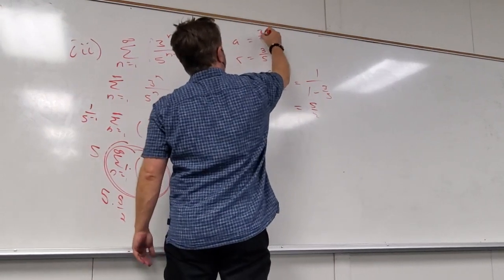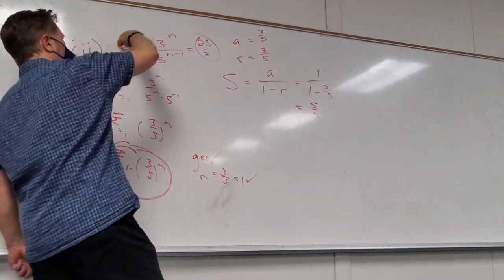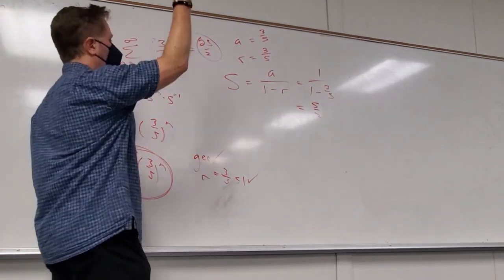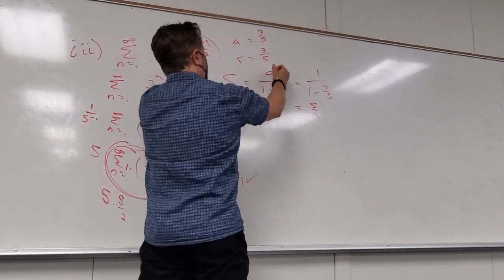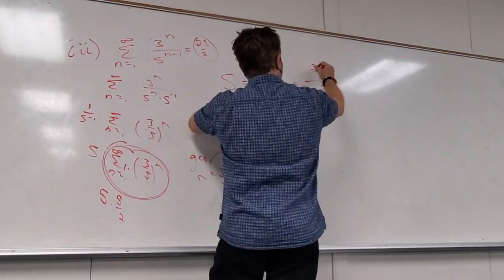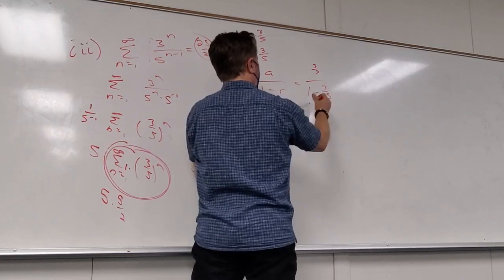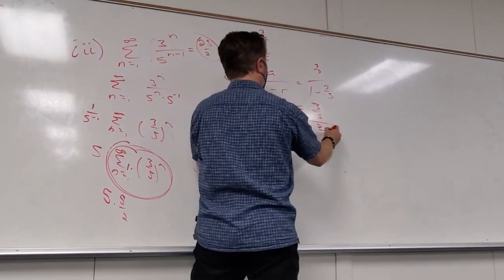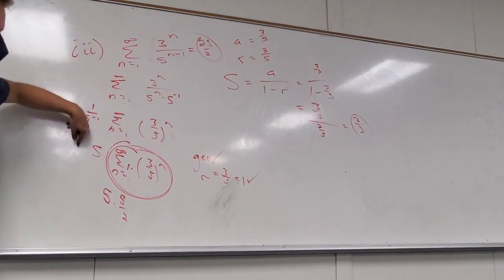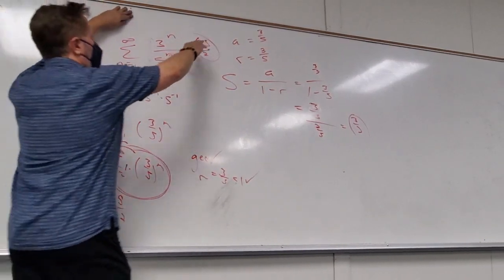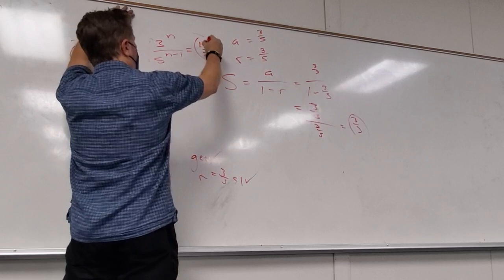I should have just stuck to my guns. I should have just done what I was going to do in the beginning, but I thought this would have made more sense. And then I just went ahead and turned around. So this would be 3/5 over 1 minus 3/5. This would be 3/5 over 2/5, 3/2. And then this would be 5 times that, 15/2. That's better. Okay.